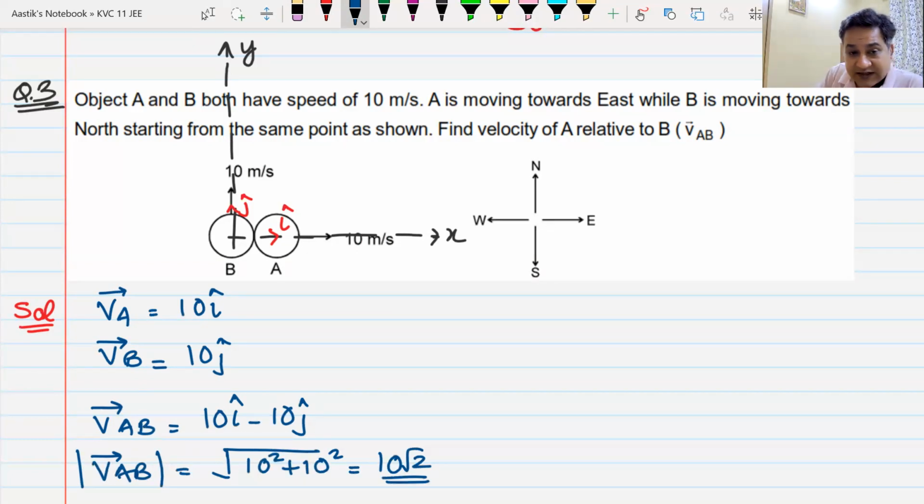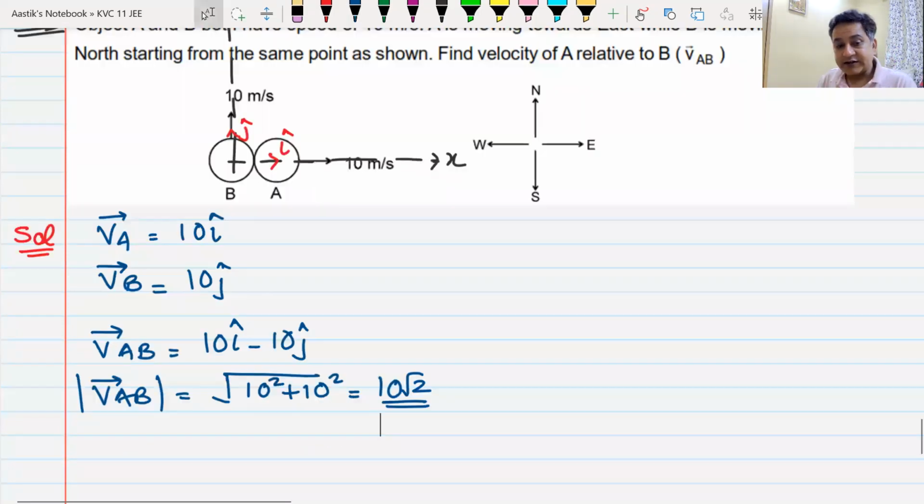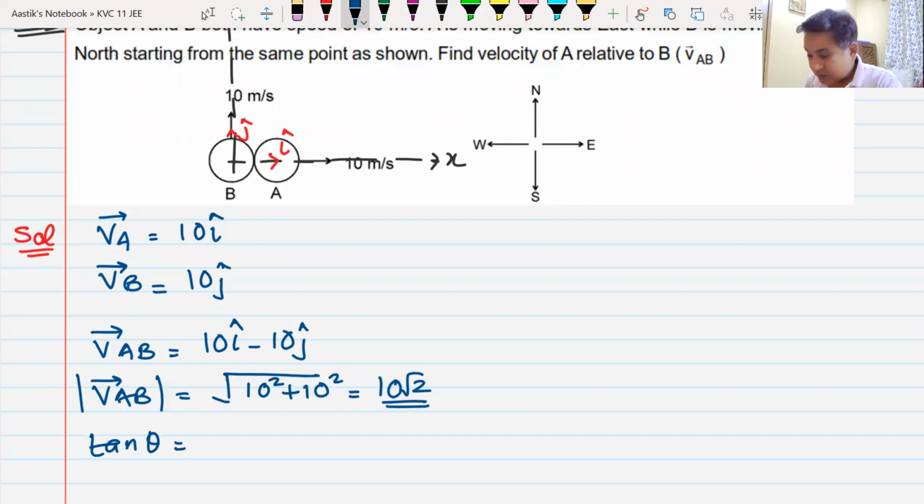You also must understand the direction, my dear friends. So to find out the direction, what do I do? I find the angle: tan theta is y divided by x. Don't forget. 10 divided by 10, and it is equal to 1.